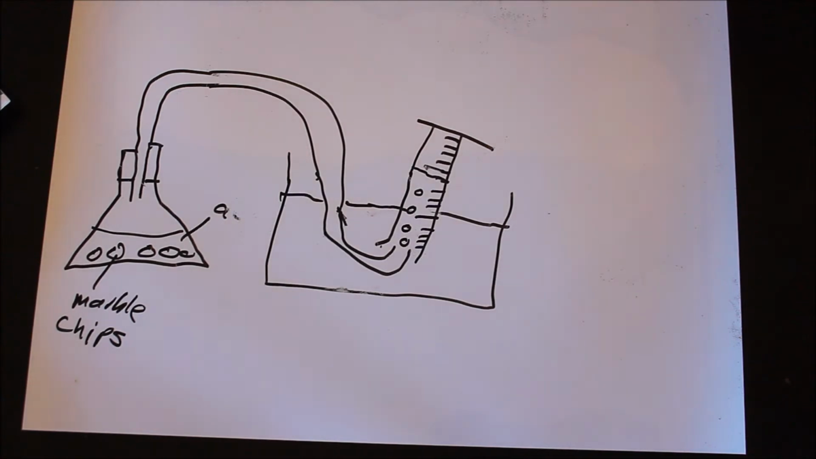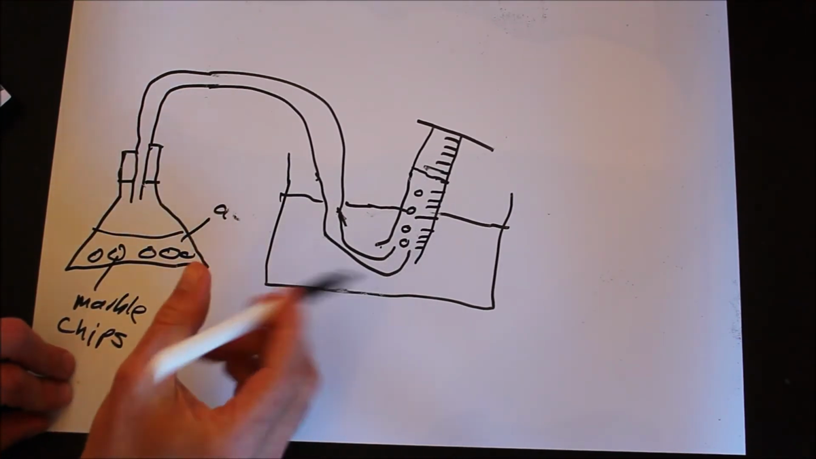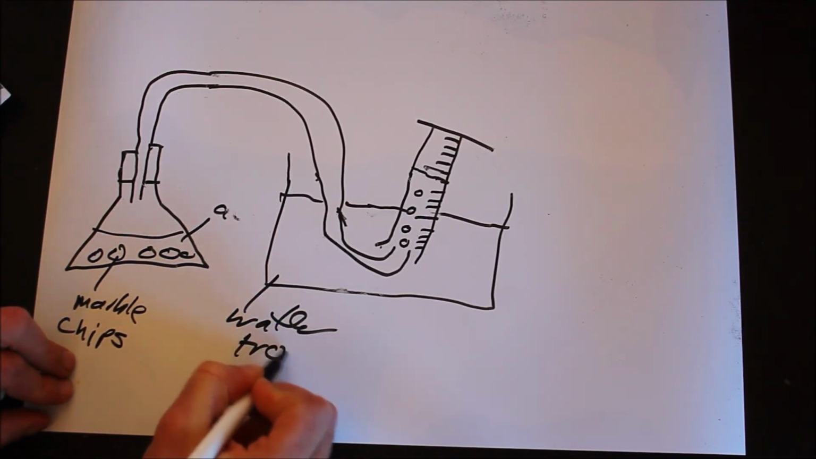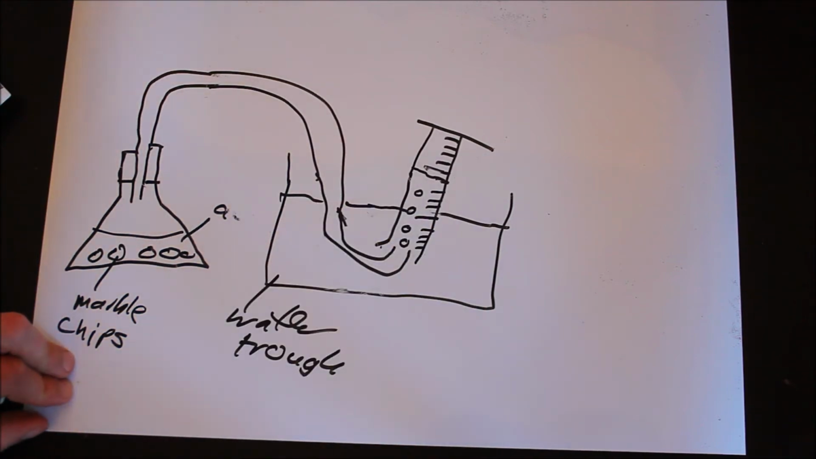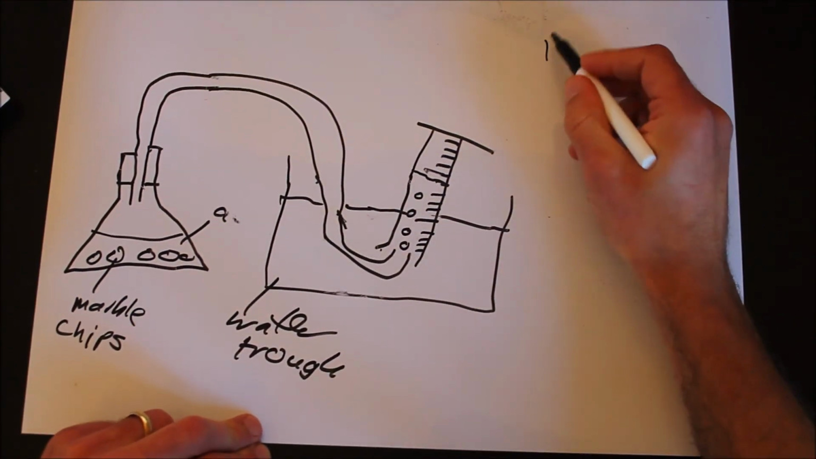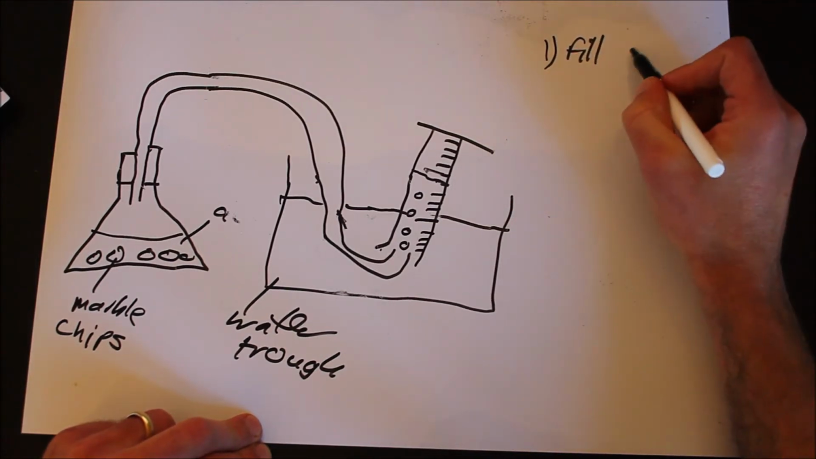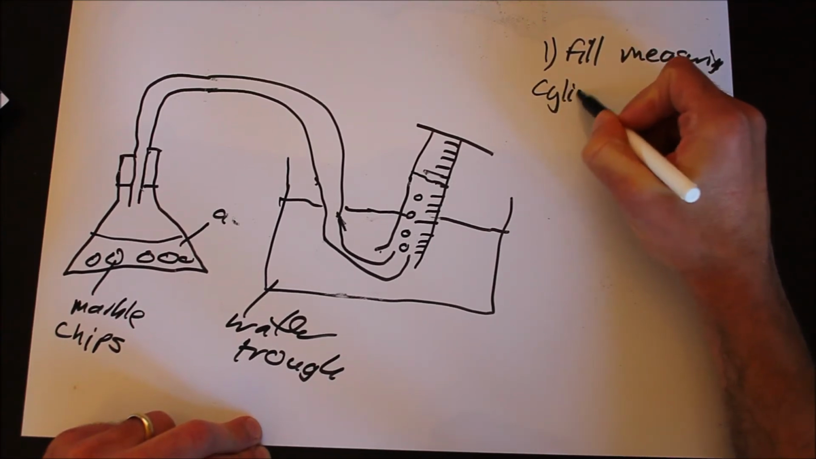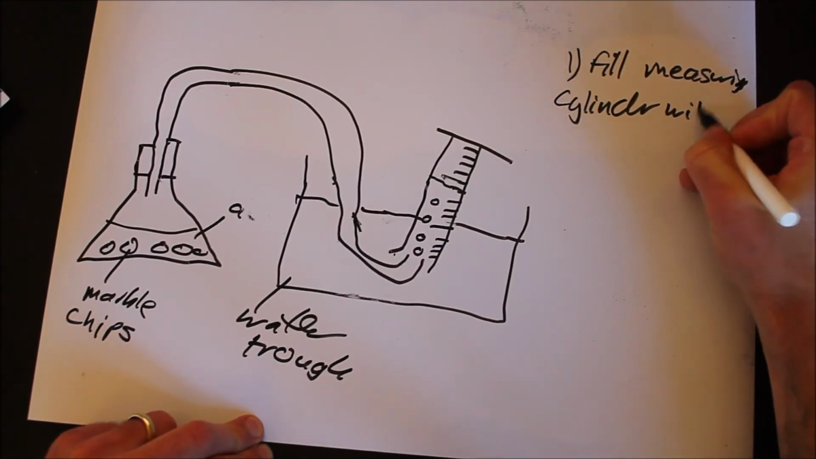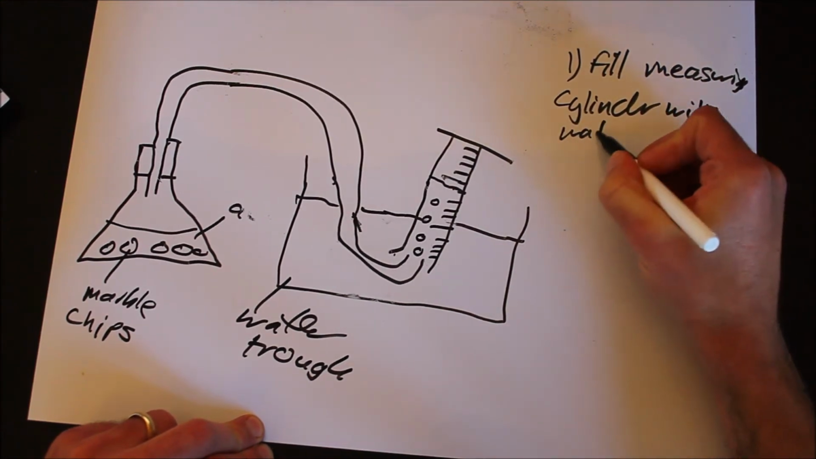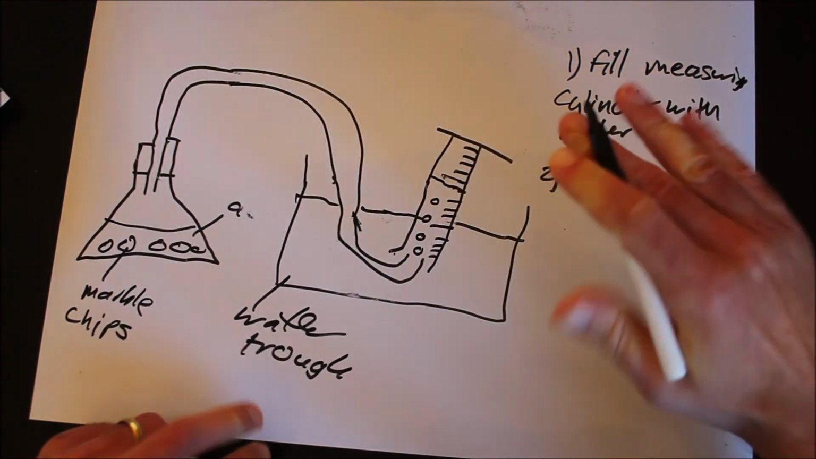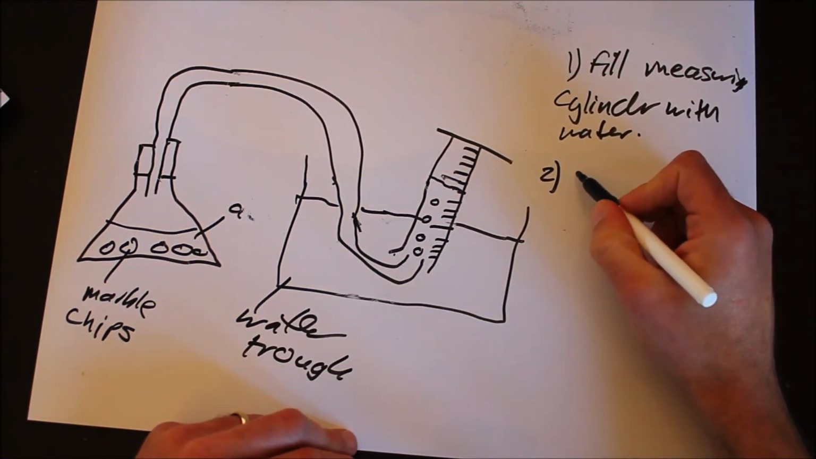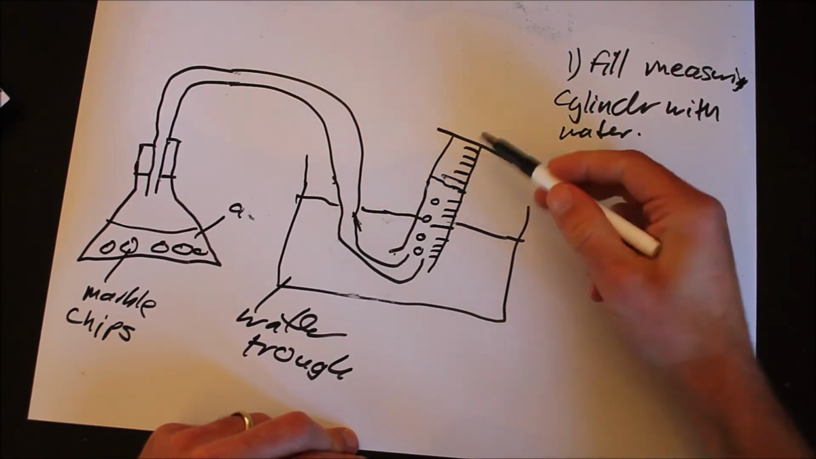Okay, the most common way to see this done is with a water trough, which can just be a bowl of water, and an upturned measuring cylinder. What you do is you fill the measuring cylinder with water, step 1. Step 2 is you put your hand over the top of it and you flip it upside down and put it under the water.